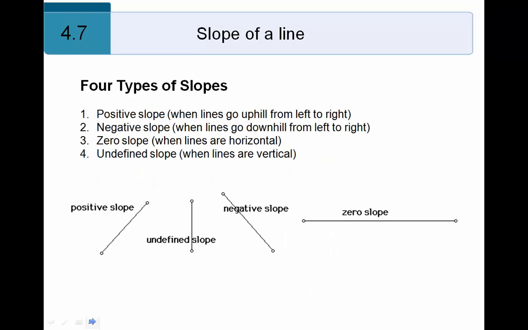Alright, if a line has a positive slope, it will go uphill from left to right. If a line has a negative slope, it will go downhill from left to right. A line that has a 0 slope is horizontal. A line that is vertical has an undefined slope. We'll talk more about that shortly.